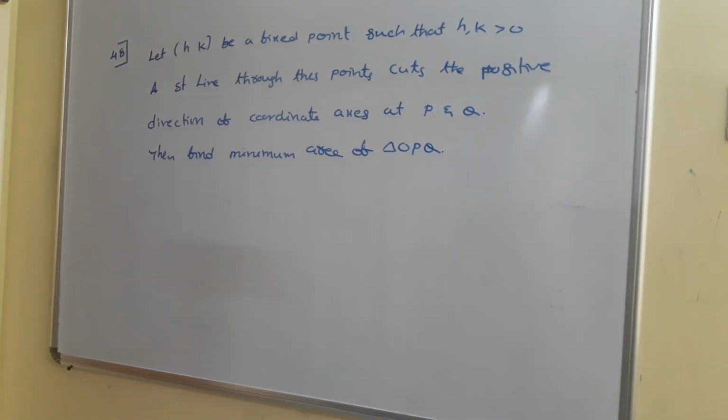Next, point 48. Okay, just look at the board. (h, k) is a fixed point and h and k are positive. Now a straight line is passing through that point (h, k) and it cuts the positive directions of the coordinate axes at two points P and Q. Now we need to find the minimum area of the triangle OPQ. Okay, you just try it and in the next class I will discuss the solution.